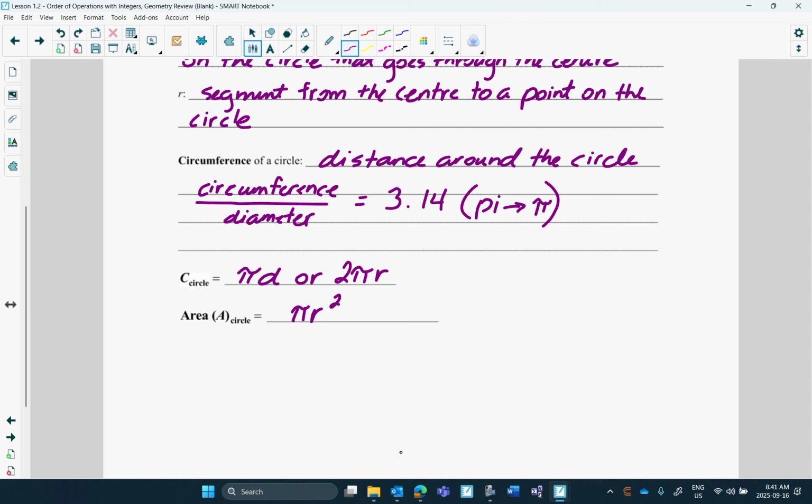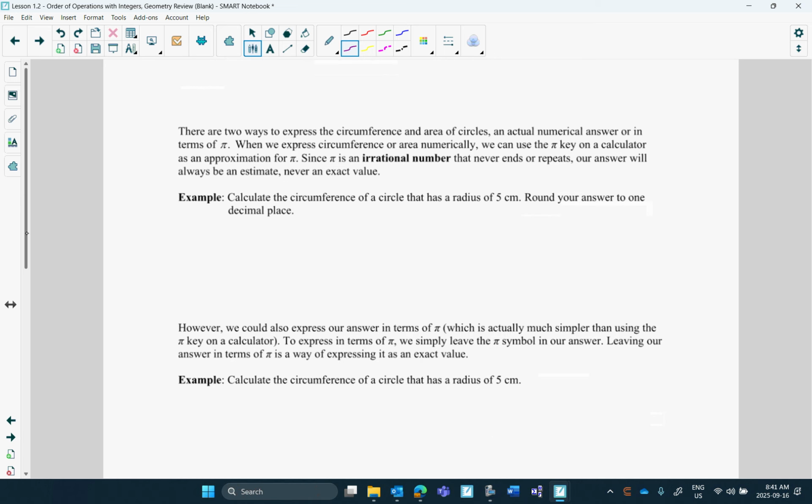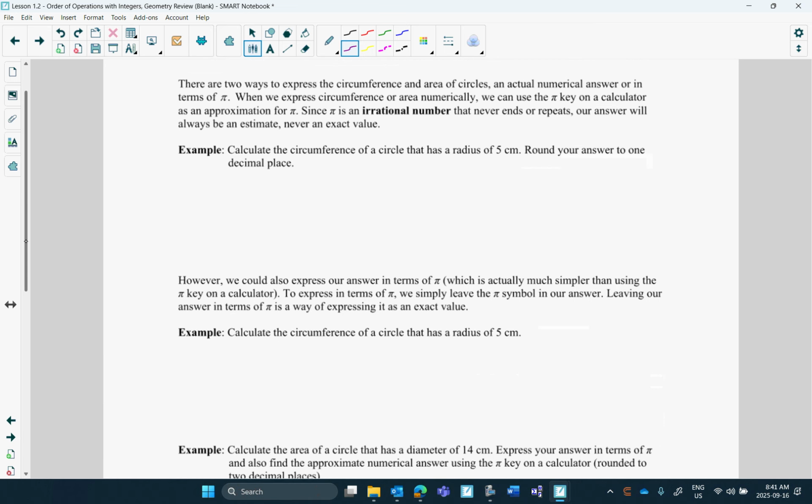So let's look at a couple of examples. Something that you may not be familiar with, or you may be, I don't know if you took it in middle school or not, but let's see. So here's an example. Calculate the circumference of a circle that has a radius of 5 centimeters. Round your answer to 1 decimal place. Okay?